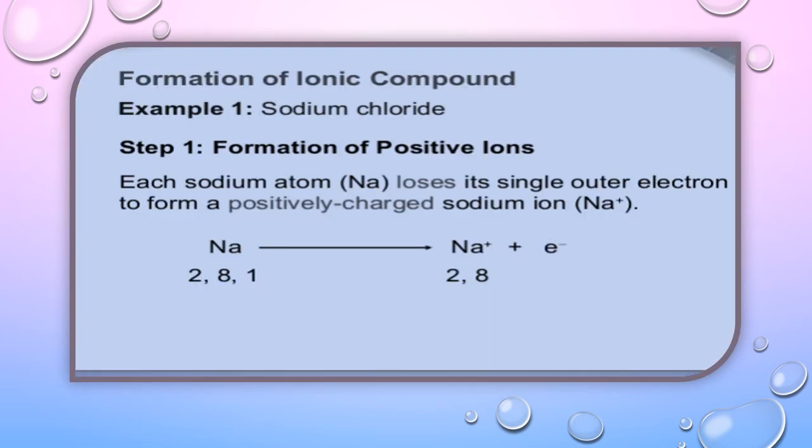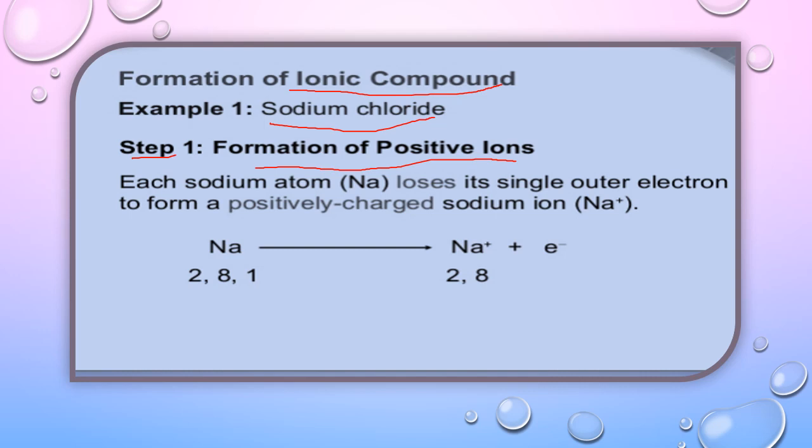Now, let's discuss an example of ionic compound, that is sodium chloride. Sodium is a metal whereas chlorine is a non-metal. Sodium metal reacts with chlorine to form an ionic compound sodium chloride. Now I will explain how sodium chloride is formed and what changes take place in the electron arrangement of sodium and chlorine atoms in the formation of this compound. Okay, now the first step is formation of positive ions.